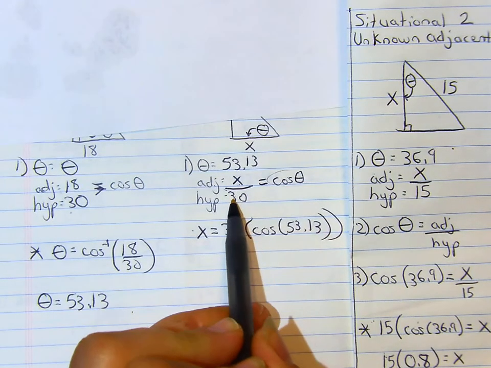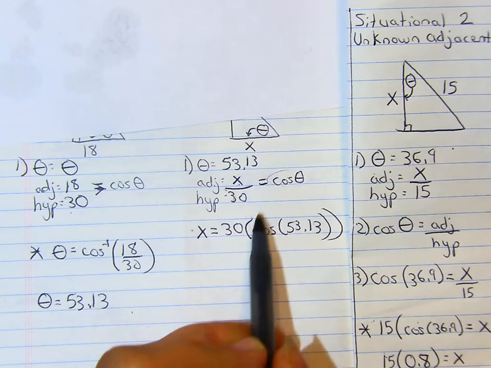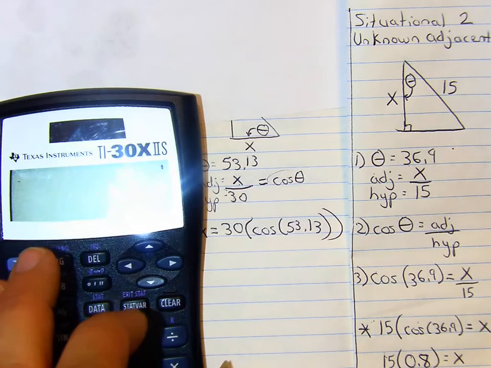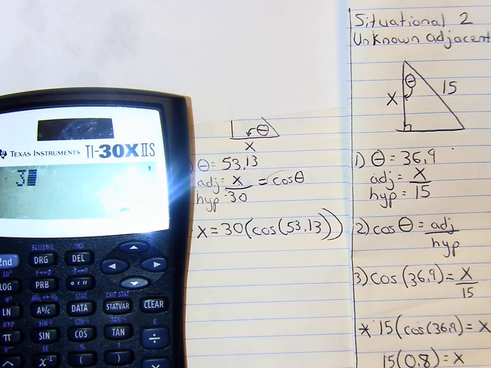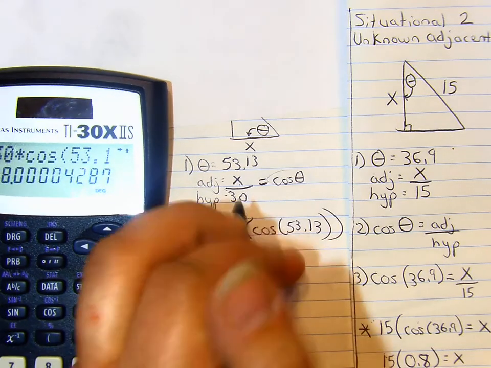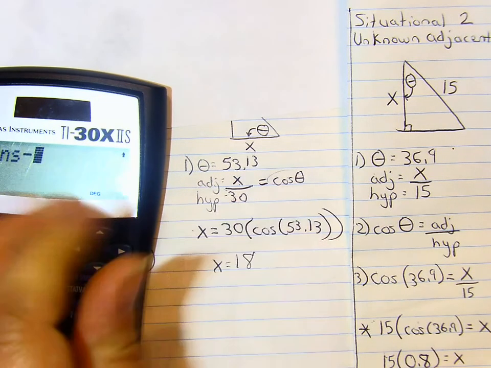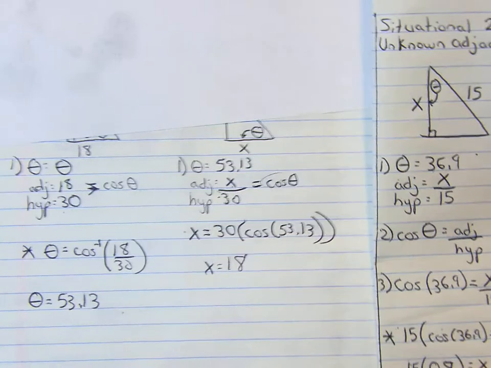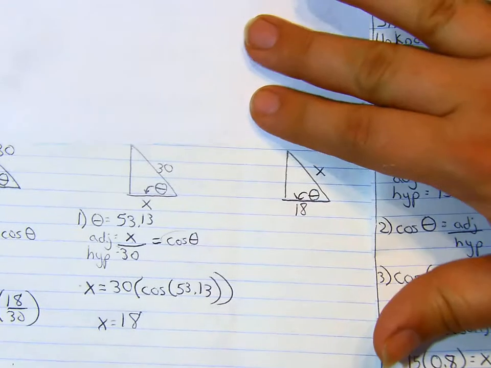So to solve for x, I multiply both sides by 30, and this is what I would get. So go to my calculator. 30 times cosine 53.13, and I get 18. That's what I wanted. Okay, situation number 3.